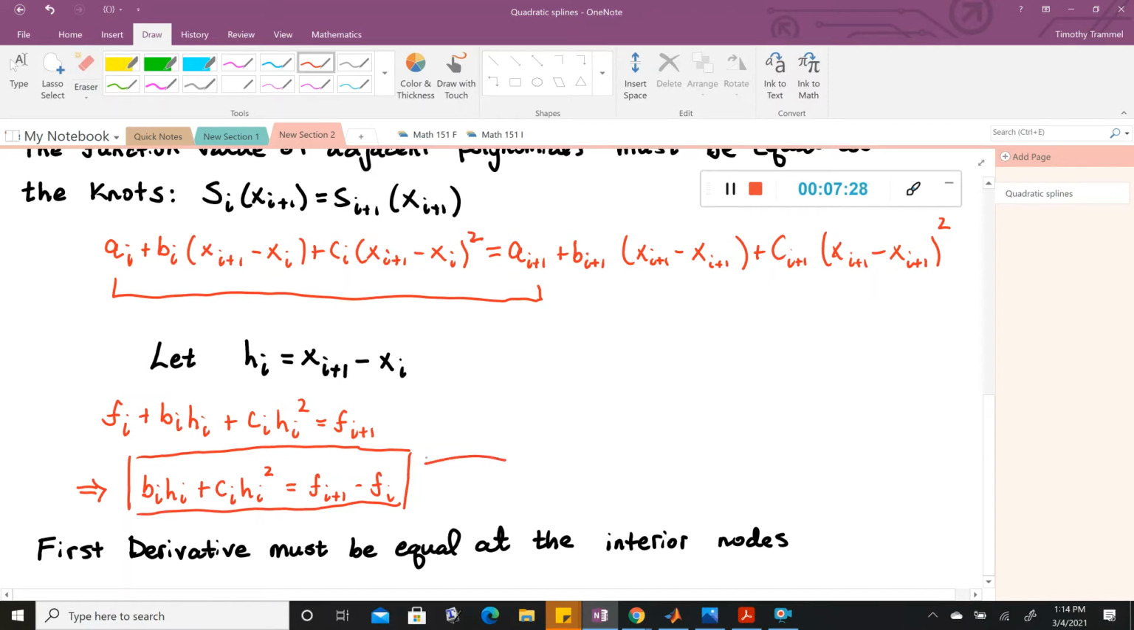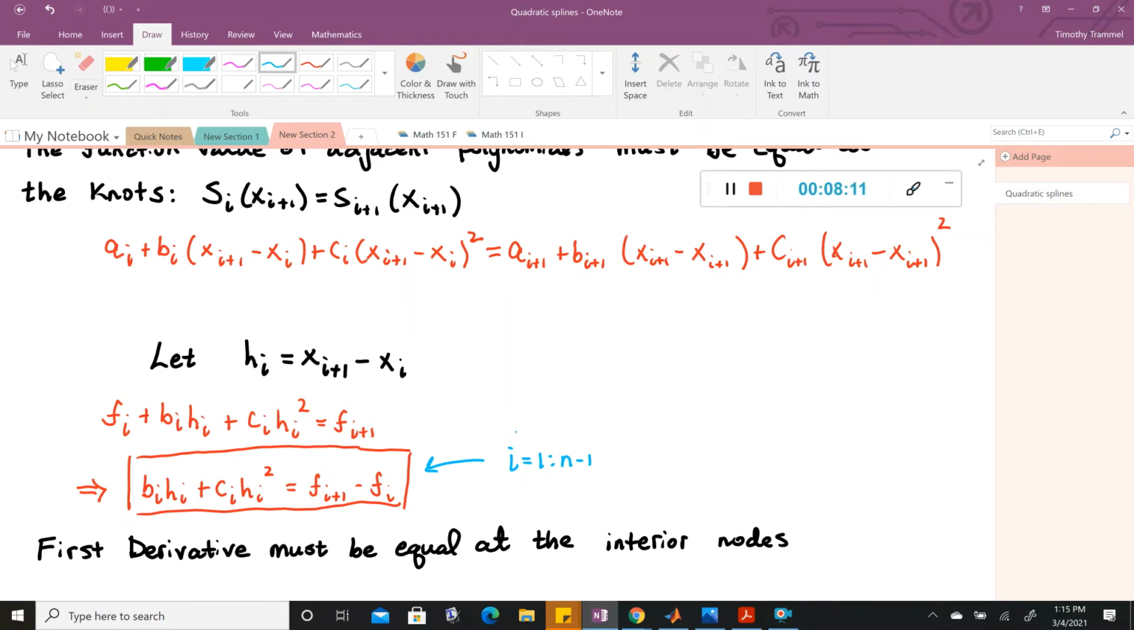And let's think about what i's we'd be plugging into this. Remember, we actually have n of these f's, but we only have n minus 1 of the b's and the c's here. So the smallest we could start off for i would be 1, and the biggest we could go and still make sense of this would be n minus 1. So this is going to make n minus 1 equations for us.